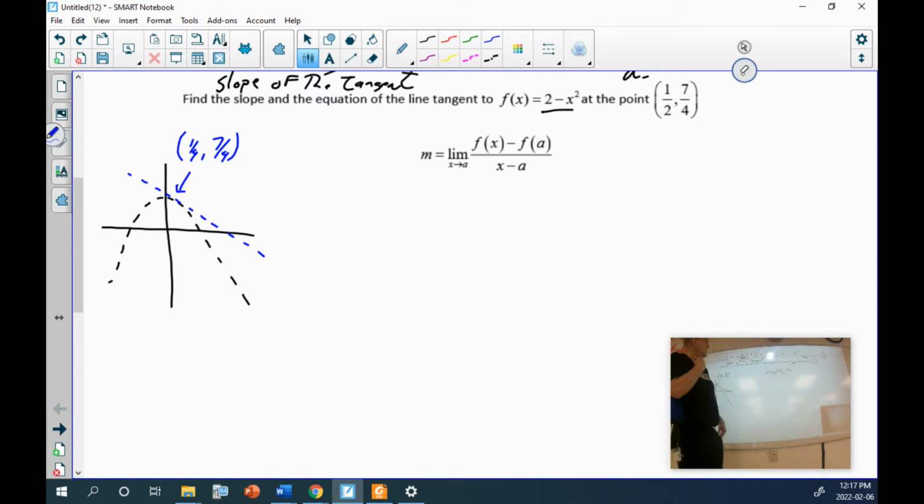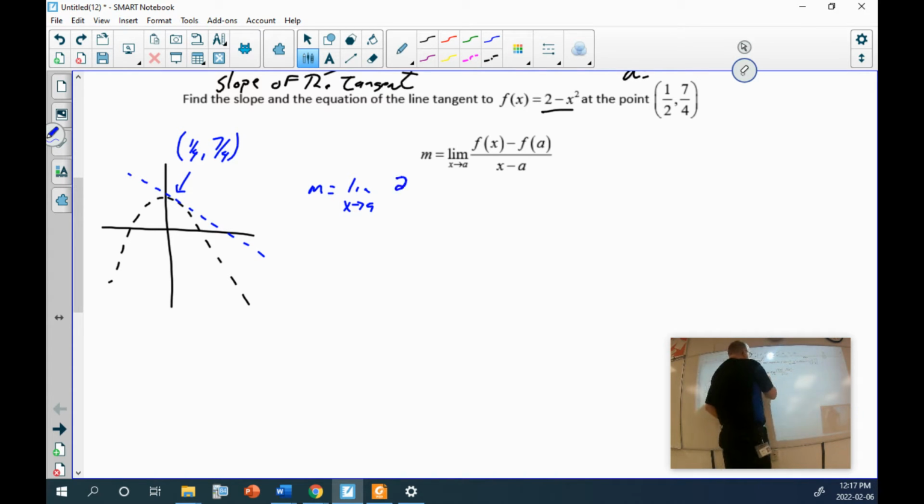Okay. So we're just going to retake this definition. We're going to put in some stuff. So m, the slope, is the limit as x approaches a of f of x, which is 2 minus x squared, minus f at a, which is our y coordinate of our function, which is 7/4.